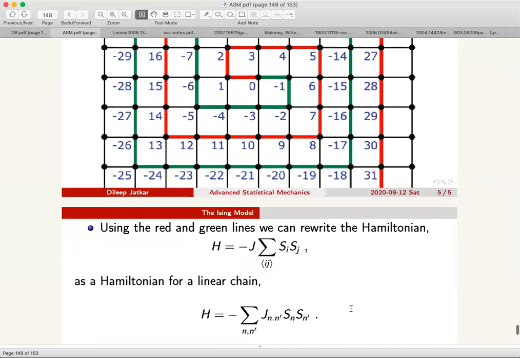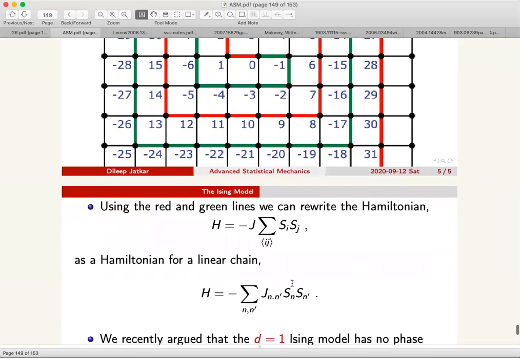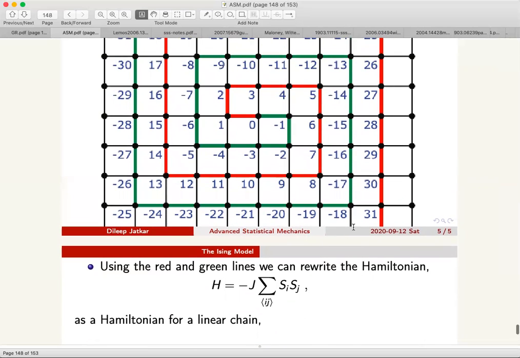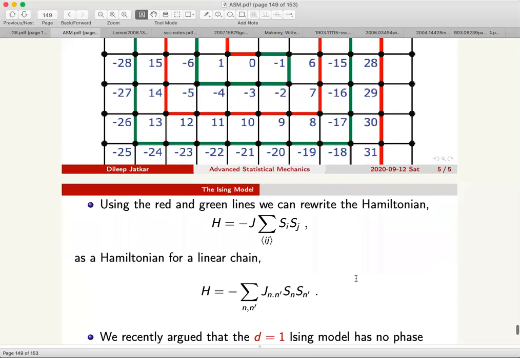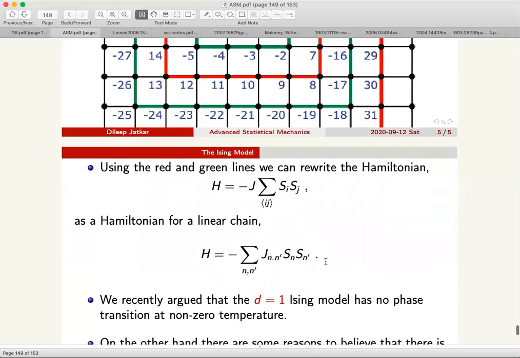So you have a Hamiltonian for a chain in which you don't just have nearest neighbor interaction, but you also have some kind of long range interaction. How is that long range interaction? Well, it depends upon how this stuff spans out. So 1 interacts with -6, but -5 doesn't interact with 1, something like that. But effectively this is a Hamiltonian for a 1D Ising model, right?